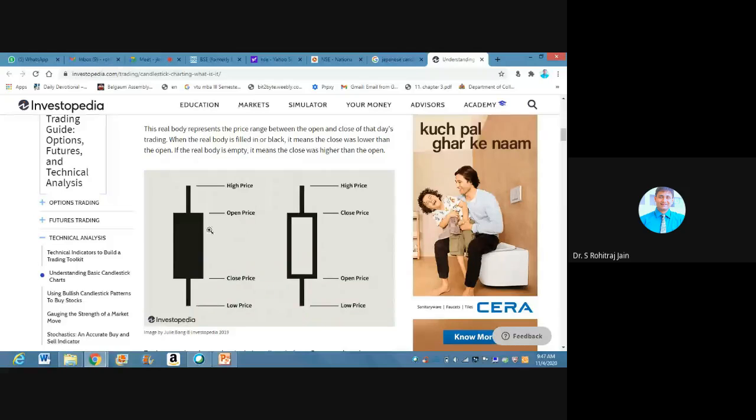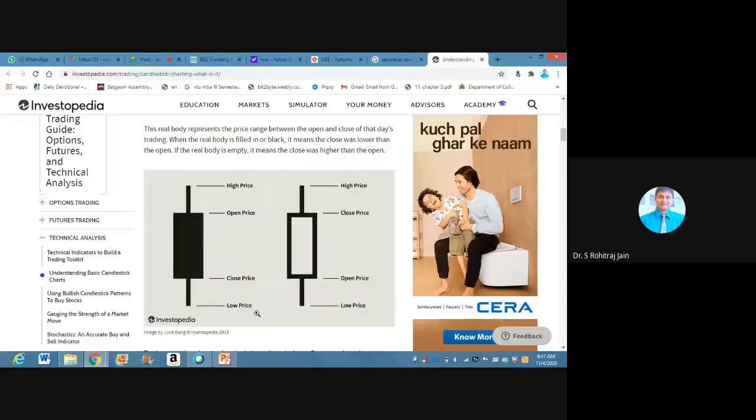I'll repeat once again. These two are called the real body. That means, in the real body, you can see the range between the opening as well as the closing. You can see here, right? Opening and closing. Okay. Then you have these, the upper shadow. These two are the upper shadow, and these two are the lower shadow in case of a candlestick.